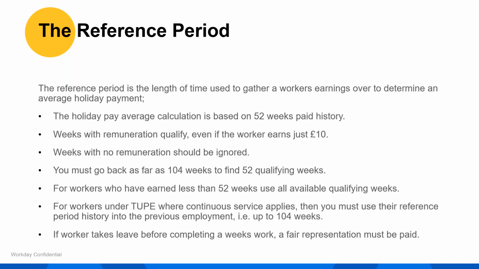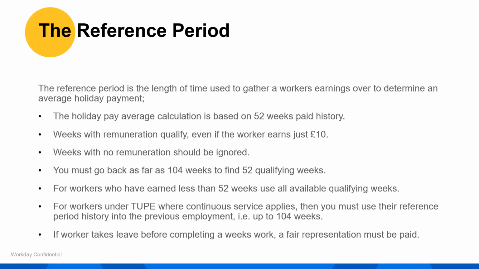So the reference period is a length of time used to gather a worker's earnings to determine the average holiday payment. The holiday pay average calculation is based on 52 paid weeks. These weeks qualify if they have remuneration in them. So even if the worker earns £10, they've worked and got that £10, that week qualifies. However, if there's no remuneration, that week should be ignored. Because of that, you must go back potentially up to 104 weeks to find 52 qualifying weeks.